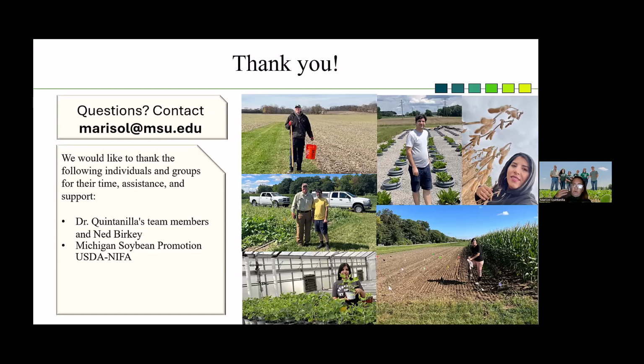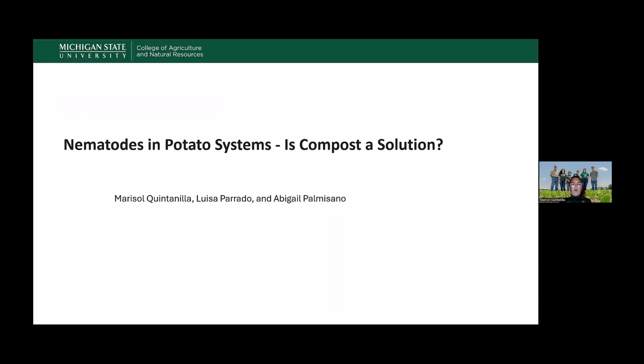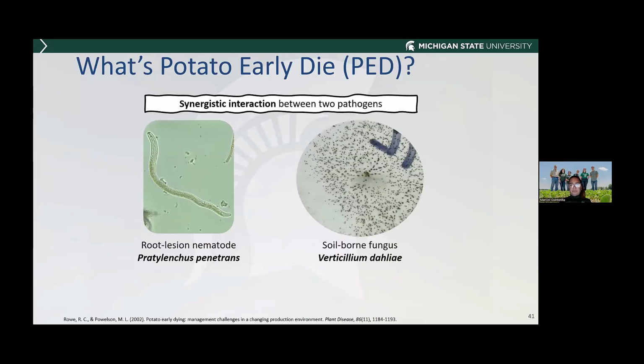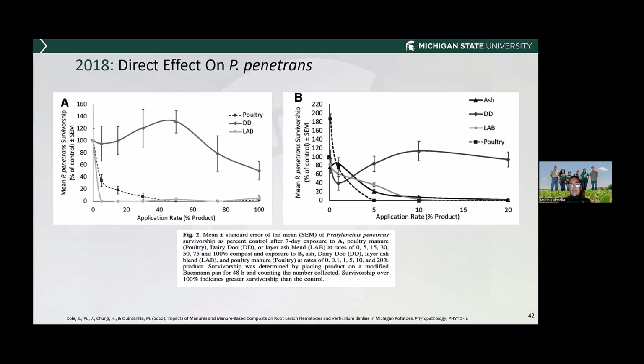Maybe if you're going to plant corn, you can use a high carbon compost that will induce them to hatch, which would be a suicide mission, because corn is a non-host, so they would die. But if you're going to plant a susceptible host, you can use a stronger compost, something like chicken manure, which actually kills them. For potato, we've done quite a bit with compost and with root lesion nematode and Verticillium dahliae.